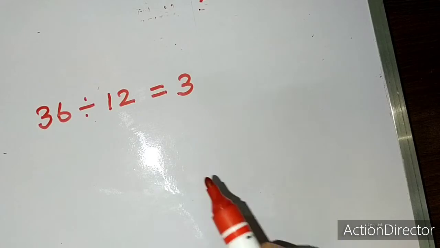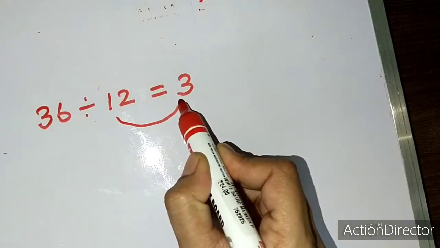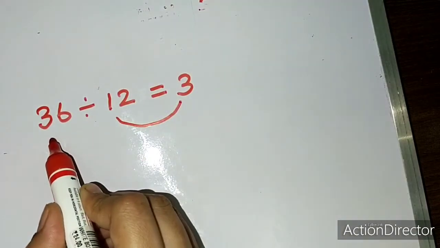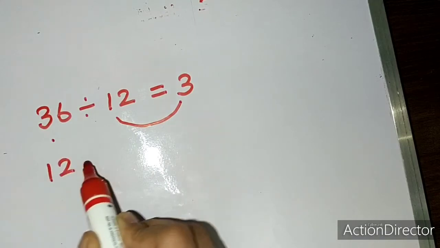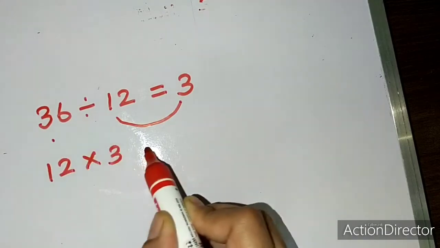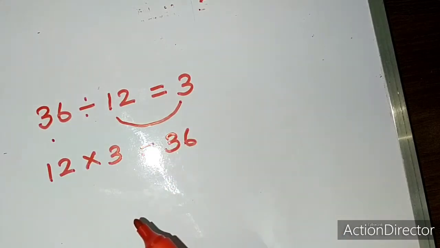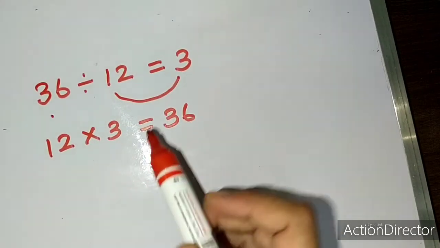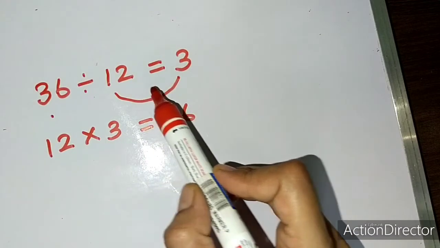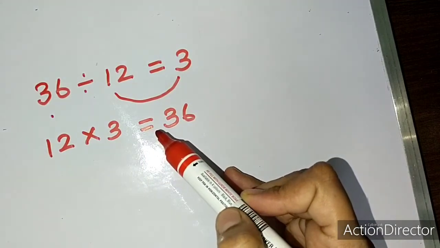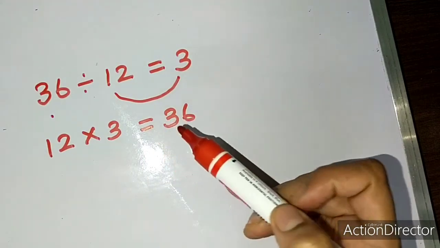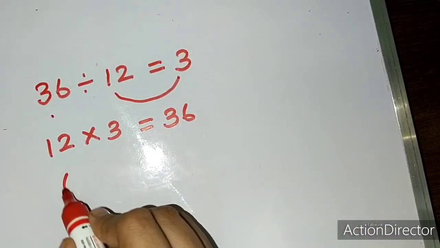Now how will you write it? You are going to multiply these two numbers and the answer will be this. That is 12 into 3 is equal to 36. So for a division fact we have how many multiplication facts? One multiplication fact.